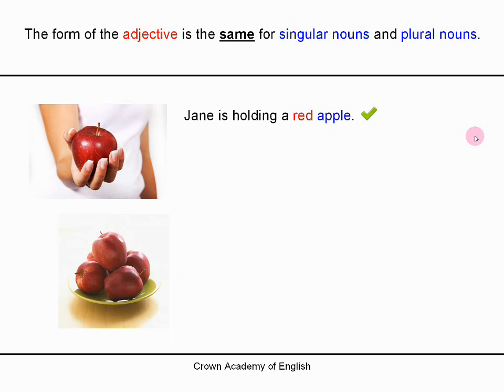Now let's look at the noun in the plural. There are some red apples on the plate. So we can see now, of course, the noun is in the plural, but the adjective is the same. It is the same form as here. So it's the same adjective for when the noun is singular or plural.